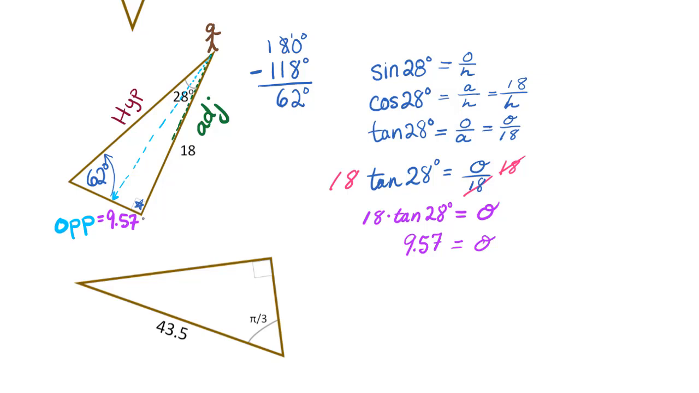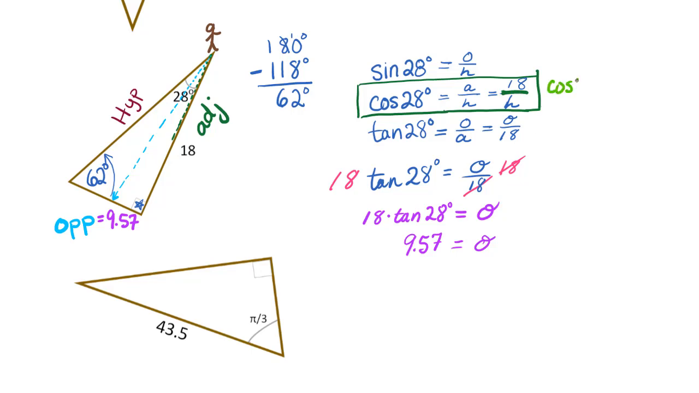Now let's find the hypotenuse. It's a good idea to always use the values that are given, not the values that are calculated. If you use the values that are calculated, there's a very high chance that you will round incorrectly because we're already rounding 9.57 to 2 decimal places. So it would be better to pick this cosine of 28 degrees to find the hypotenuse because we're using 18, which was already given.